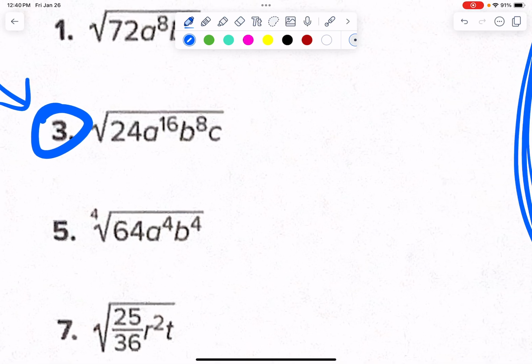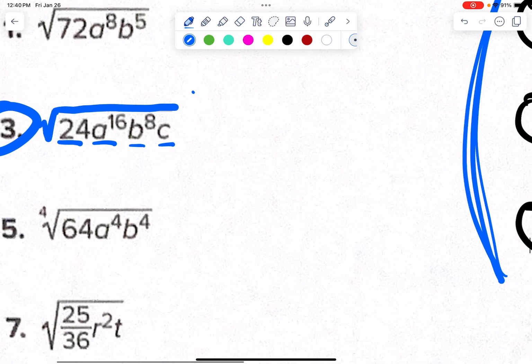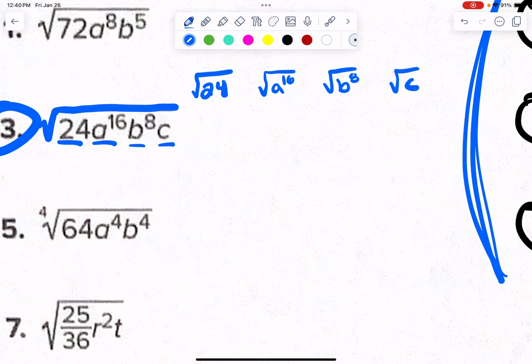This is a square root, okay? Down here, number 5 is a fourth root. This one is not a fourth root or a cubic root. This is a square root. If there's no number there, we assume it's a 2. So square root, and we have 4 pieces underneath: 24, this guy, this guy, this guy. I'm going to break those into 4 pieces. I have the square root of 24, the square root of a to the 16th power, the square root of b to the 8th power, and the square root of c. All of those are broken apart.